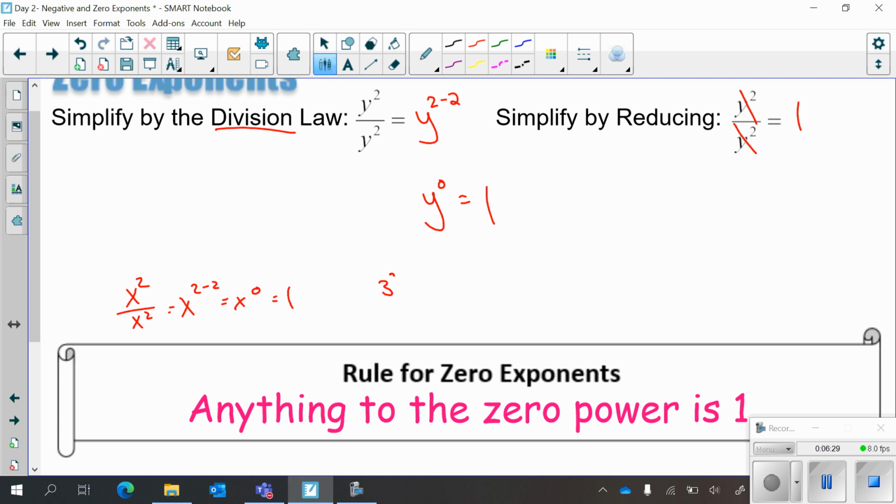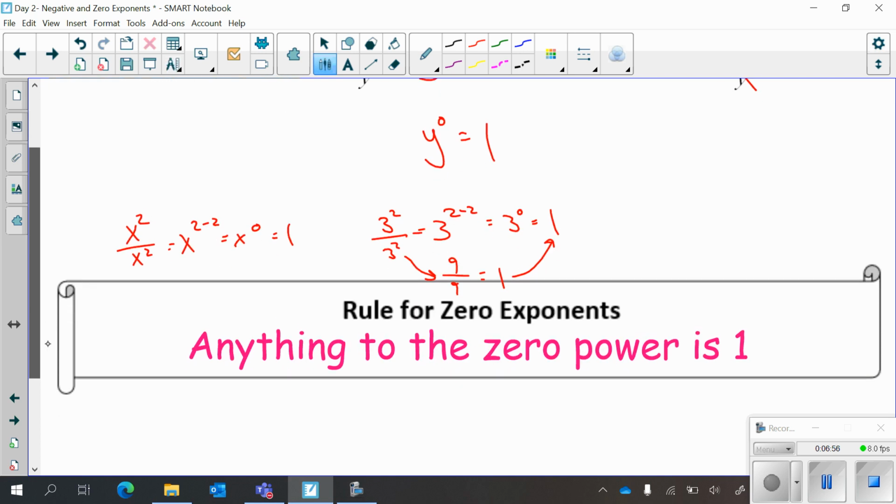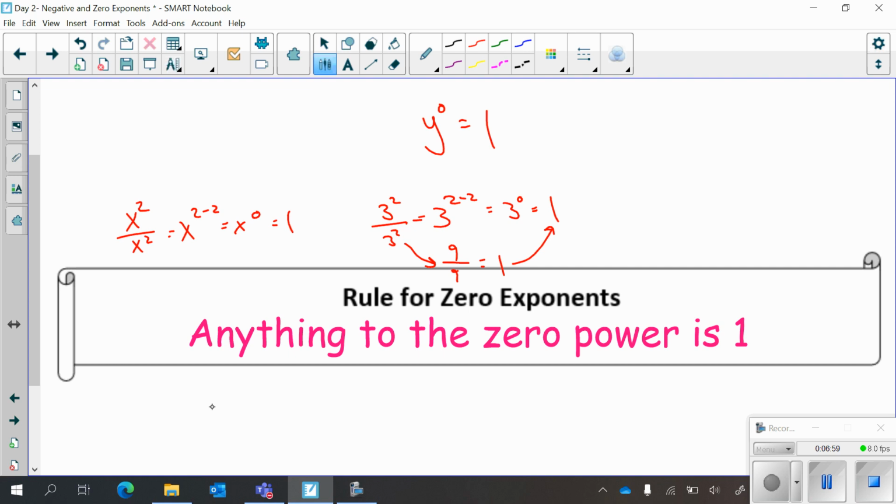If you had 3 squared over 3 squared, you keep the base and you subtract your exponents. So 2 minus 2 is 3 to the 0, which is 1, because anything to the 0 power is 1, right? But the reason for this is if you simplify, 3 squared is 9, 3 squared is 9, 9 divided by 9 is 1. I just want to point out, when we say anything to the 0 power is 1, we are saying anything except 0.